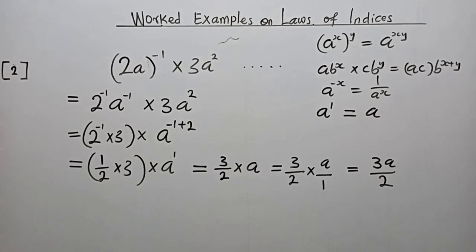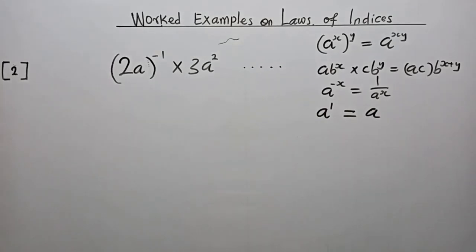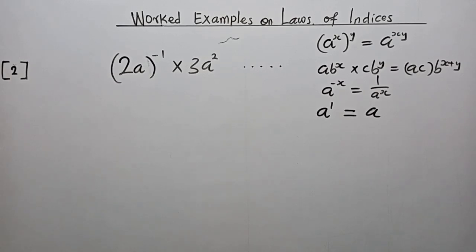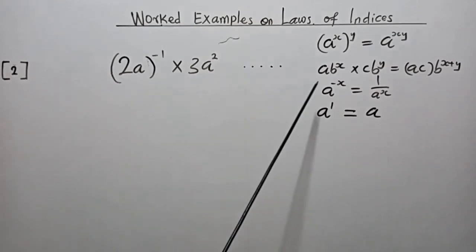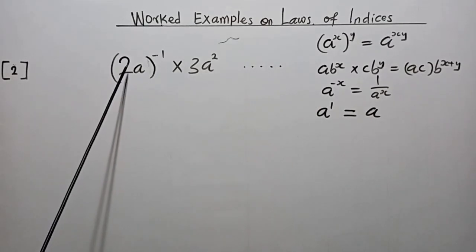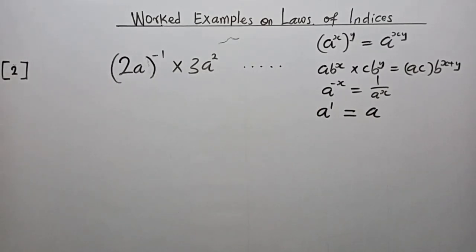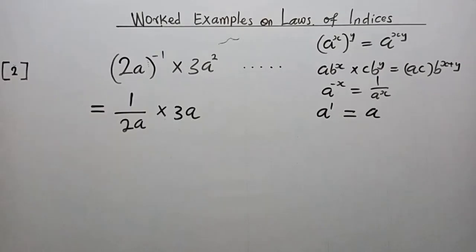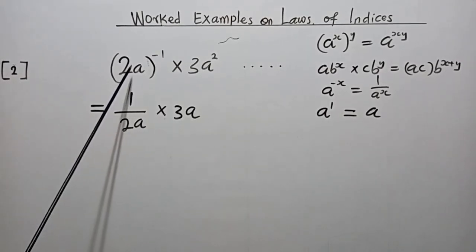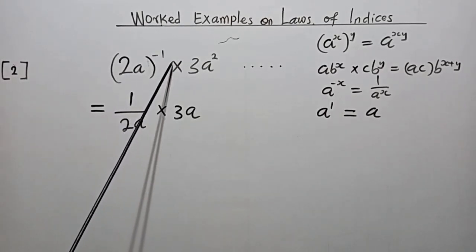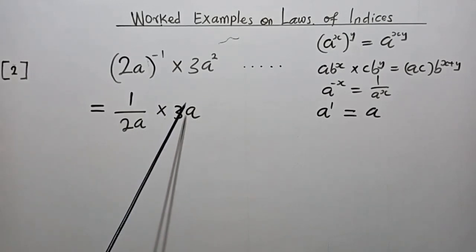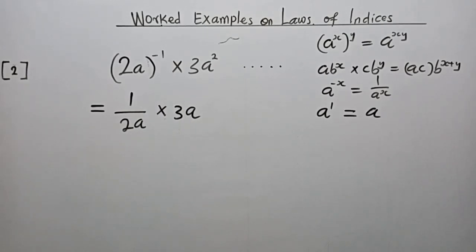We can make this long process shorter. Let me use a relatively shorter process. In solving this using the shorter process, I want to apply this straight away to the entire 2a raised to the power minus 1. Let me do it. And that is it. This has become this. This sign is still where it is. Then this is 3a to the power 2.